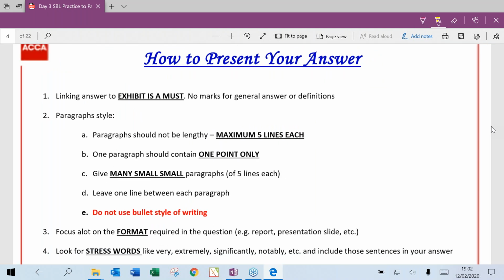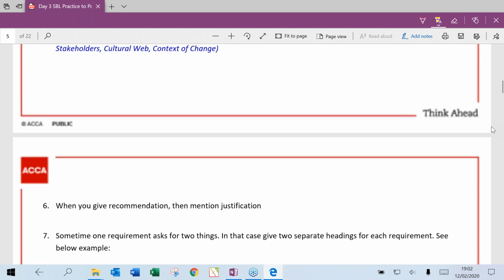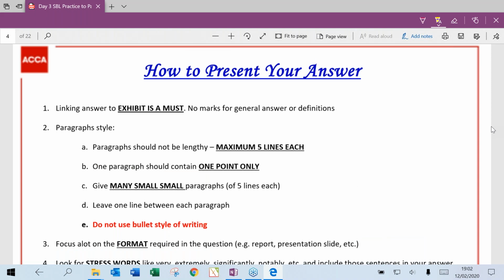Okay. So I have tried and summarized certain do's and don'ts regarding the drafting. This is based on examiners' comments and a lot of feedback from students. Number one, linking your answer to the exhibit is a must. No marks for general answers or definitions. Okay, we all know this by now, and in fact on our first day I explained to you the technique of how to link your answer with the case, right?